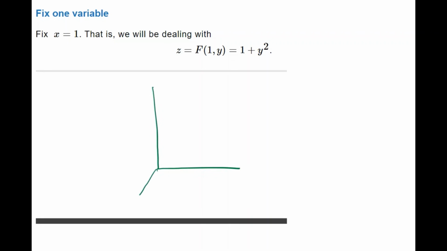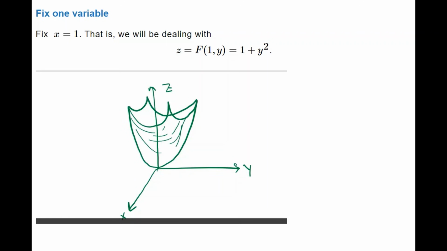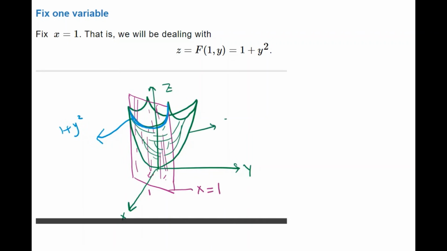Graphically, we are looking at the surface x squared plus y squared where x is fixed to be 1, which means that we are looking at the curve z equals 1 plus y squared, which must lie on a plane because it's a curve. It's a parabola. So let's look at the plane x equal to 1, and we see that the parabola 1 plus y squared is on this plane, which is crossing the surface x squared plus y squared at x equal to 1.